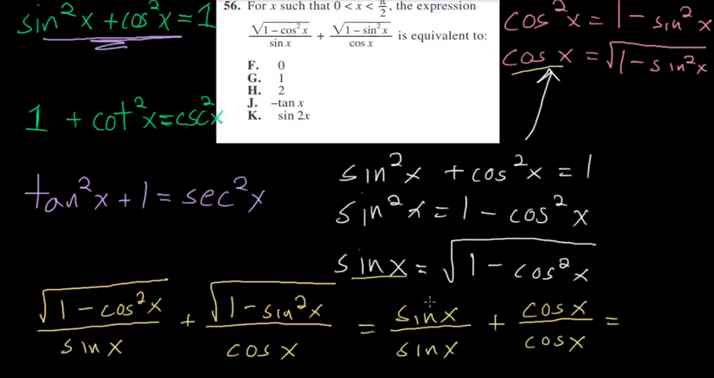And anything divided by itself is just equal to 1. So the sine of x over the sine of x is equal to 1, and the cosine of x divided by the cosine of x would be equal to 1 as well, and 1 plus 1 is just 2. So our final answer here is this letter H, 2.